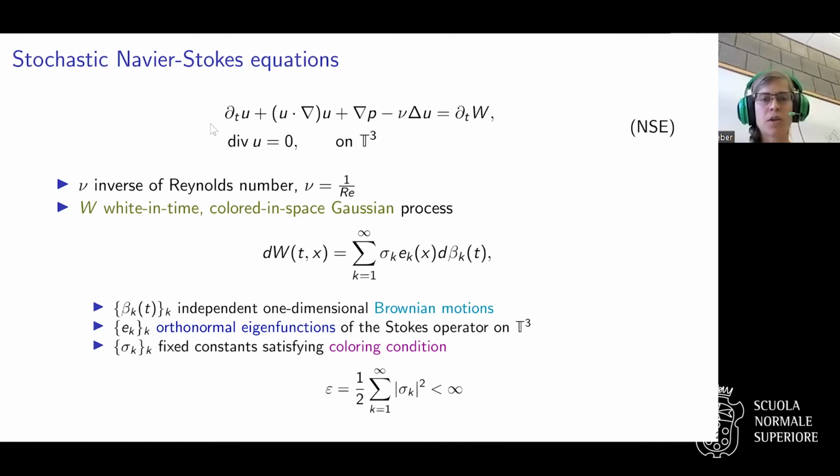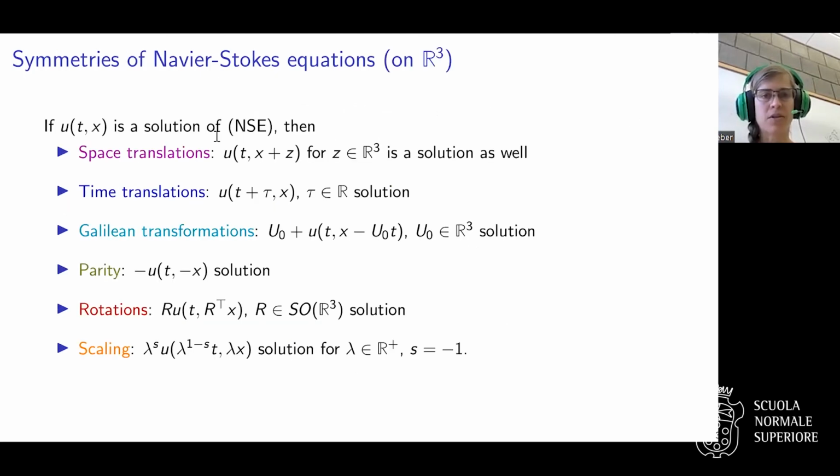If you just look at these equations and don't worry too much about the smoothness and do some formal manipulations, you will see that there are lots of symmetries in these equations, and these are here. So this is on R3. Some of these also hold on the torus. You can tell which ones won't.